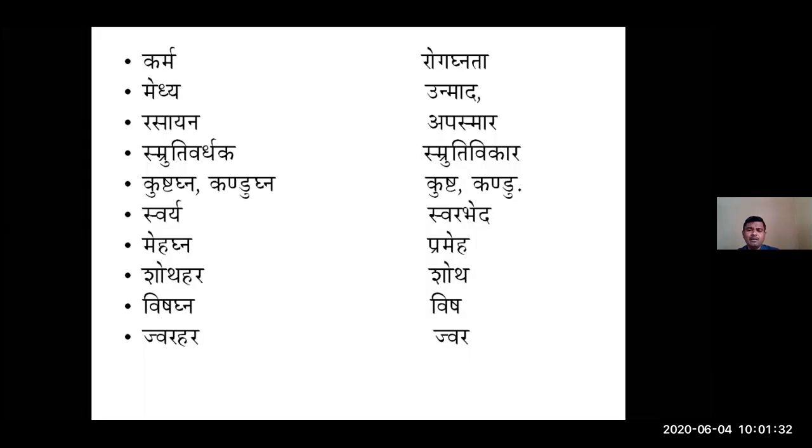And what Acharya says, like Surejha, Swarasreshta. That is because it is having Swarya. So indicated in case of Swarabheda, Swarabhikruti, and it is having Pramehagna, that is Mehagna karma. So indicated in case of Prameha, and has Shothahara and Vishagna karma, and also Jwarahara karma.